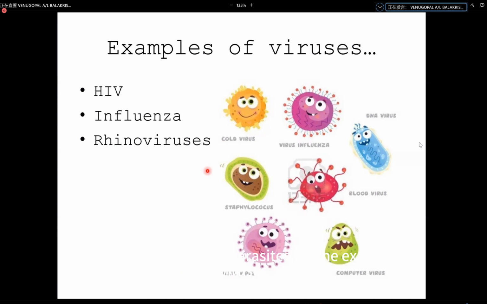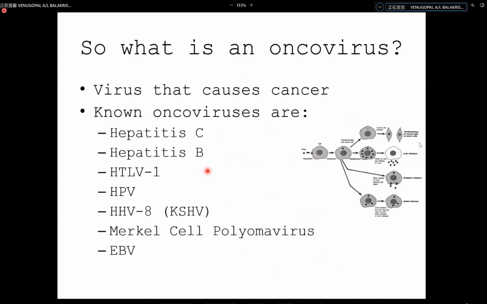There are quite a lot of examples of viruses. You can just Google and see: HIV, influenza, rhinovirus, but there are a lot of viruses. But what we are going to focus on now, so what is an oncovirus? What we are focusing on here is the virus which has been termed oncovirus. Some of the known oncoviruses, as I have mentioned earlier, are Hep C, Hep B, HTLV-1, HPV, HHV, Merkel cell, and EBV. There are a few others also. This is just an example.